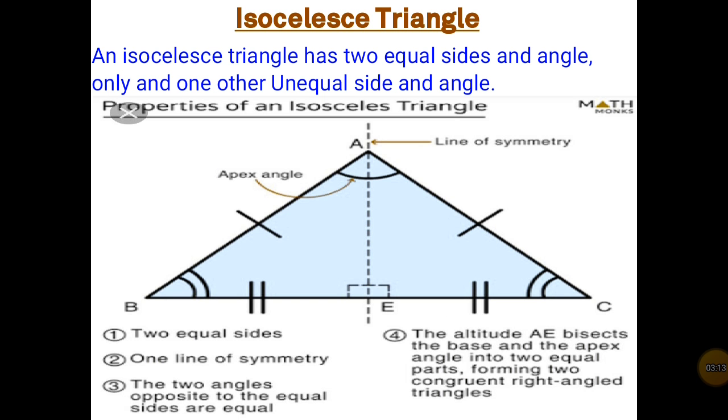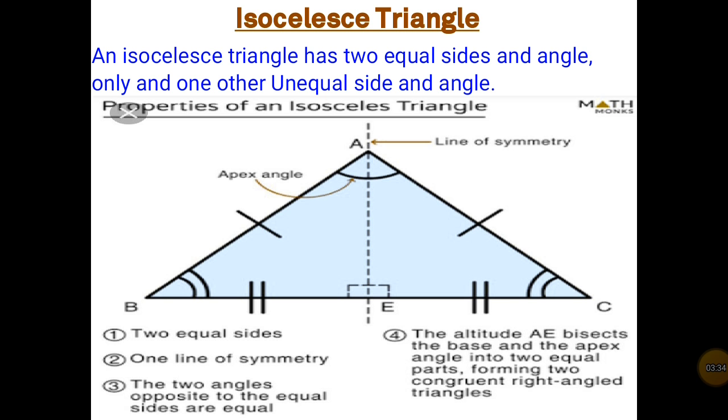Now, the next one is isosceles triangle. An isosceles triangle has 2 equal sides and angles only, and one other unequal side and angle. So an isosceles triangle has 2 equal sides and angles, but with just one unequal side and angle.